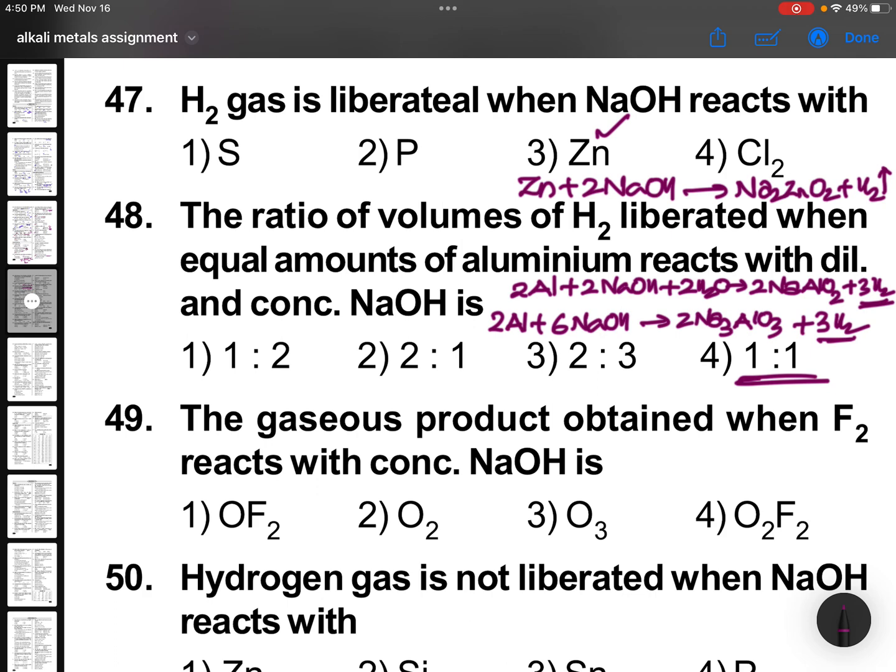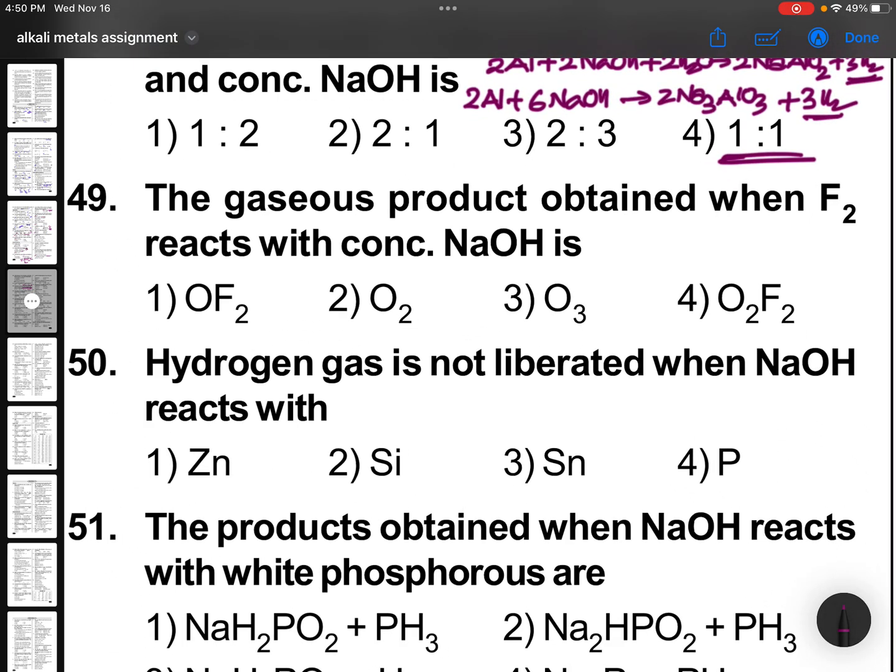Again 3 moles, 3 and 3, 1 and 1. 48th question, that's a very interesting question. The gaseous product obtained when F2 reacts with concentrated NaOH is, obviously it should come O2. NaF and O2 will be coming out.